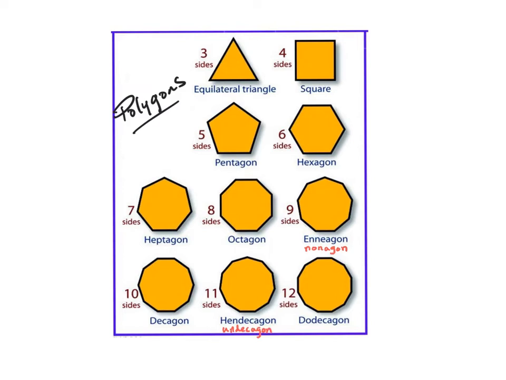In each one of these, the prefixes are what is going to give you the number of sides that the polygon has. So penta means 5, hexa means 6, hepta means 7, octa means 8, nona means 9, deca means 10, undeca means 11, and dodeca means 12. The only kind of oddball one is the square, because there's no prefix there. In triangle, tri does mean 3.